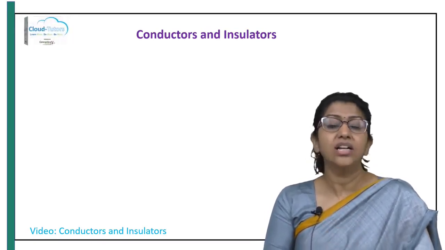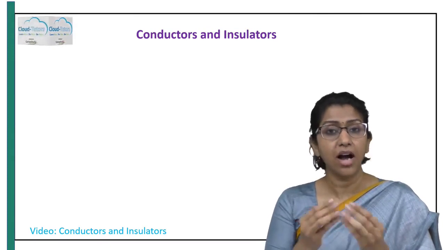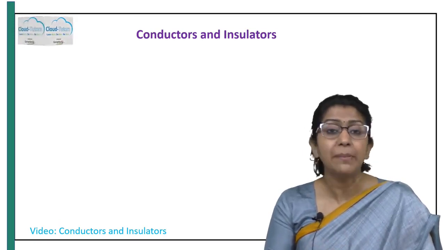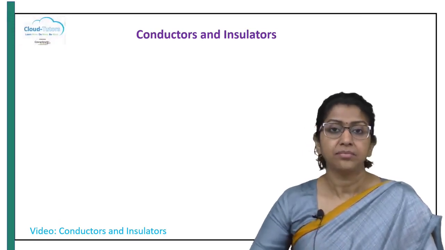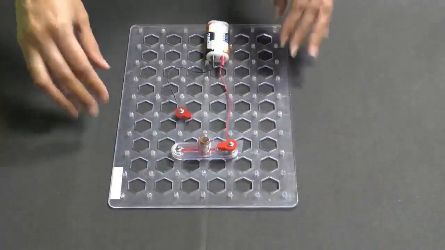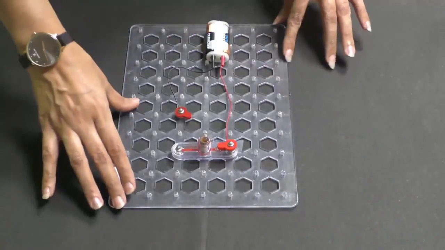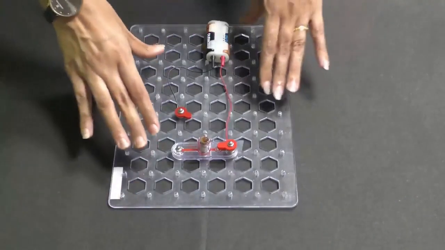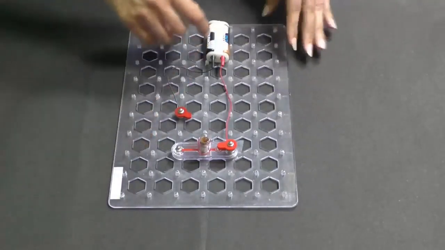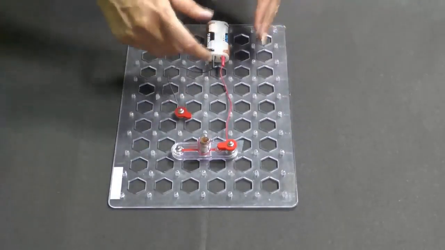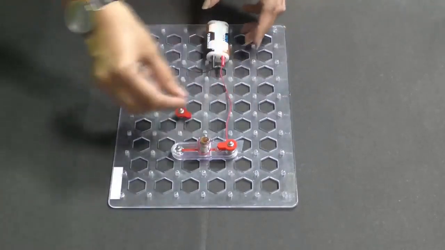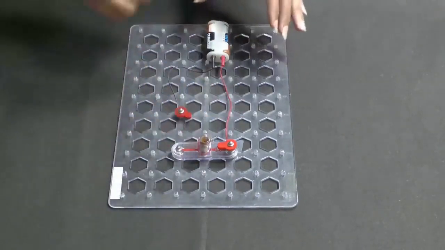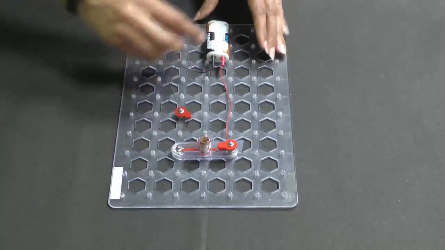So let's look at a small demonstration of how a conductor works and how an insulator works using a simple electric circuit setup. So this is a simple setup to show the properties of a conductor and an insulator. As you can see here, it is a simple circuit built using a battery which acts as a voltage source, and there are connecting wires here, and there is a lamp to show if there is a flow of electric current through the circuit or not.